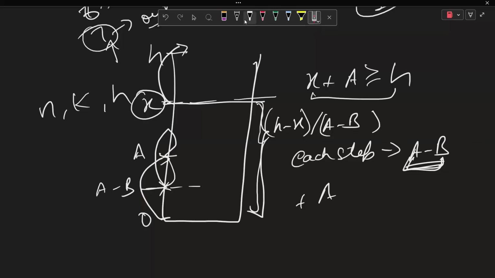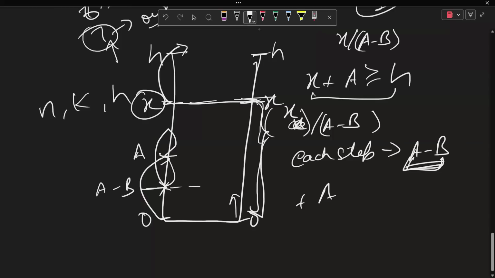Sorry, this is not h minus x, this is x only. This height is x actually. This was h. From this is 0, so we are counting from down. So you would take x by a minus b. This would be the number of seconds it would take to reach x. After x, you would jump and reach out of the well.